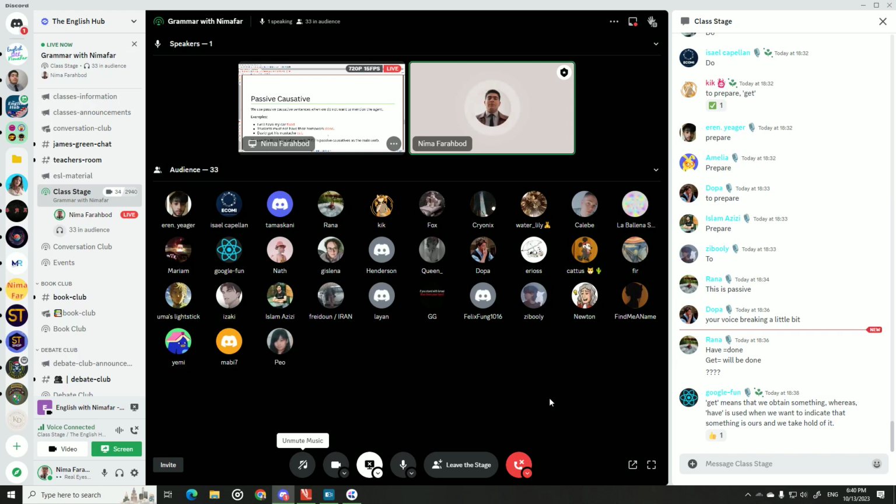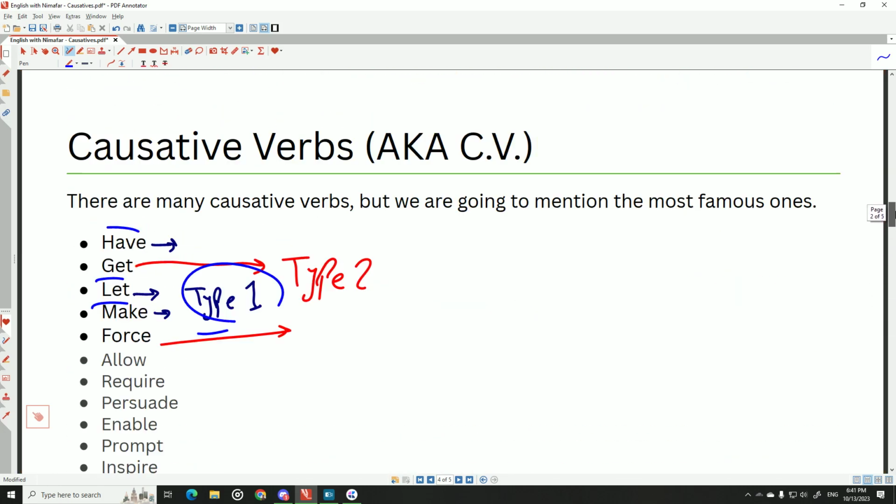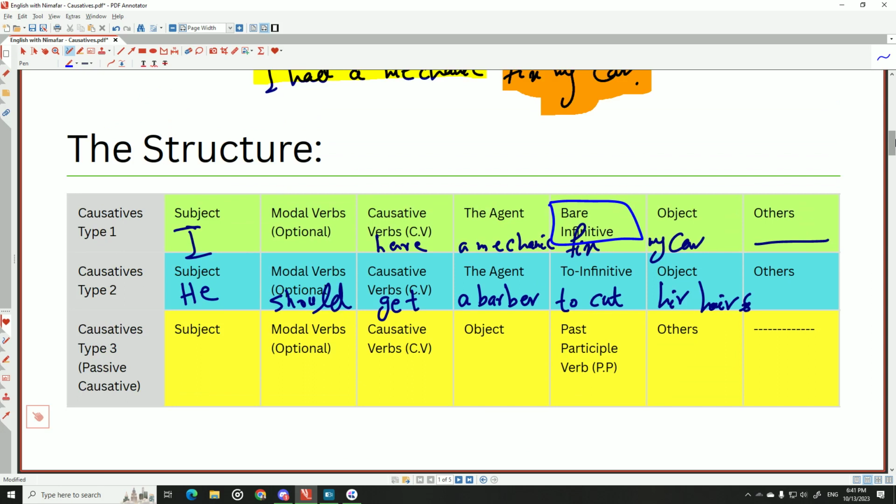Any questions? No? Good. We use passive causative sentences when we do not want to mention the agent. It's exactly like the passive. I will have my car fixed. In this case, let me refer back to our structure table. We use subject, modal verb optional, causative verb, object. Now you use your object and past participle.